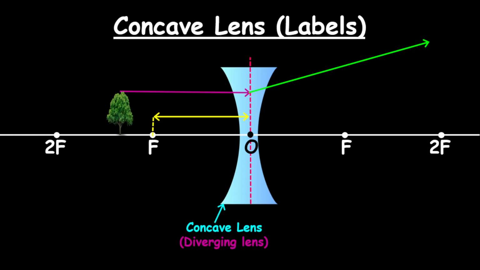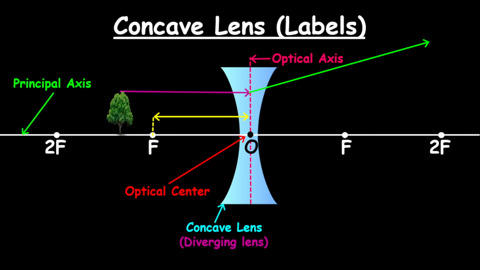We also have a path through the center of the lens, starting from one thick end to the other thick end, and this path is called the optical axis. The very center of the lens is called the optical center. We also have what we call the principal axis.